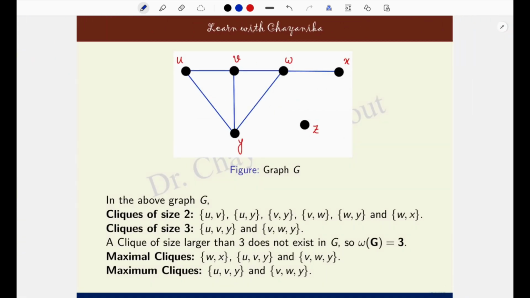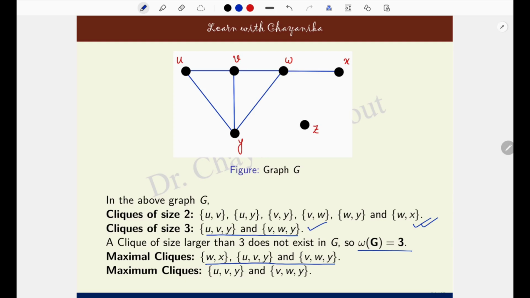Now let's go through this particular example. Here we have cliques of size 2 indicated by the end vertices of every edge in the graph. Then we have cliques of size 3, as we can see 2 K3s in this graph. One is U, V, Y, and another K3 is formed by V, Y, W. So these are the 2 cliques of size 3. There is no clique of size 4 or more because there is no K4 in this graph. So the maximum clique is of size 3, they are these 2, and accordingly the clique number is 3, and the maximal cliques are WX, UVY and VWY.